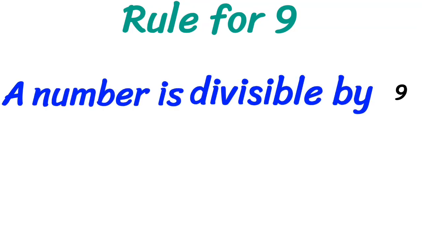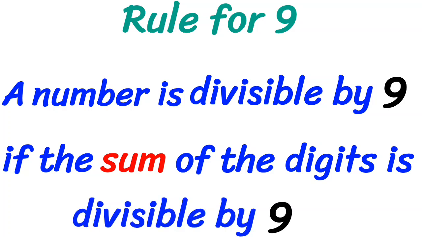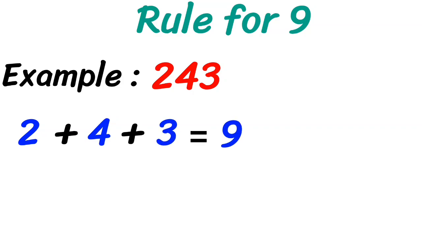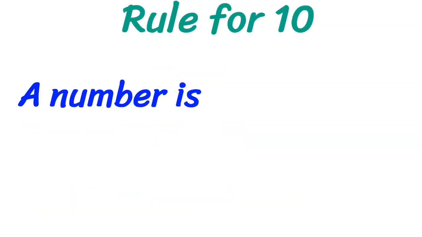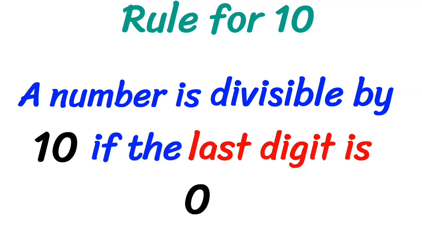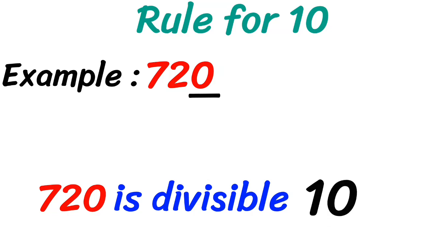Rule 9. A number is divisible by 9 if the sum of the digits is divisible by 9. Example, 243. 2 plus 4 plus 3 equals 9. Therefore, 243 is divisible by 9. Rule 10. A number is divisible by 10 if the last digit is 0. Example, 720 is divisible by 10.